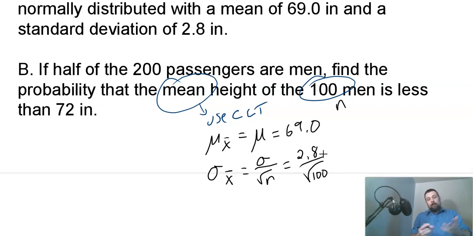So we're going to get the original standard deviation, which is 2.8, divided by the square root of 100. And this is actually really easy to calculate even without a calculator. The square root of 100 is 10. 2.8 divided by 10 is going to be 0.28. So you could use either one of these. We've been using this the entire time, so I'm just going to stick with that.